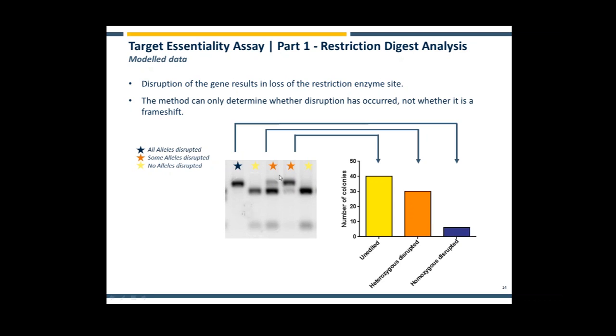In these lanes labelled with the orange stars, here in the middle, we have a proportion of digested and undigested product. This indicates that the colonies are heterogeneous for editing. And in this lane labelled with the blue star, none of the PCR product has been digested by the restriction enzyme, indicating that editing has occurred on all of the alleles. So to analyse all of this data, we allocate the colonies to each category, and that enables us to visualise the overall data, as you can see in this graph here on the right.